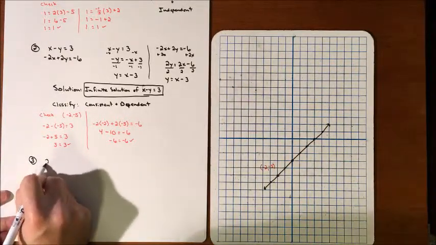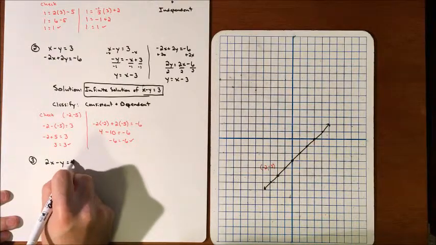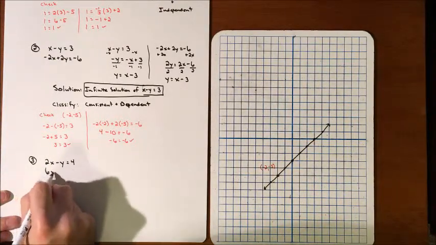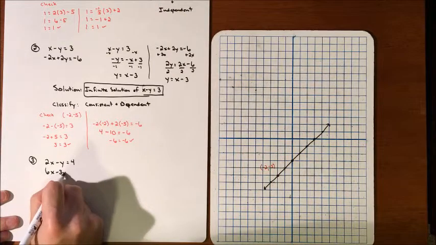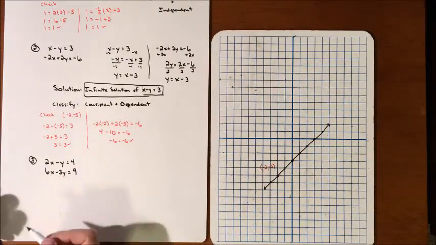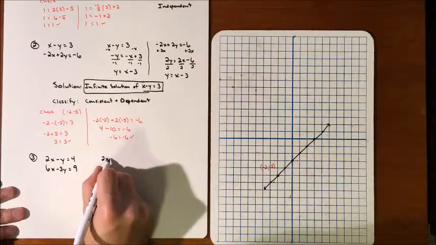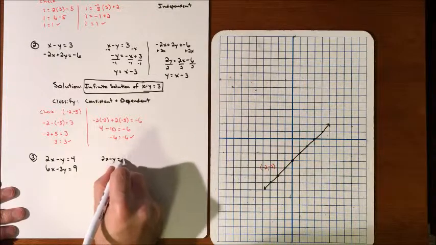All right, last equation is, we're going to have equations of 2x minus y equals 4 and 6x minus 3y equals 9. So we'll start to get these two ready to graph. So 2x minus y equals 4.